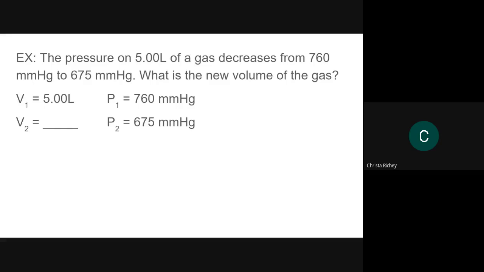I had a lot of people in my 8th period that were coming across that. It's just a matter of plugging it into this formula, making sure that you put them in the right spot. Now, this is how you would rearrange first. Some of my students like to, especially when I teach physics, rearrange first and then plug in. You can do it the other way around. It would be 5 times 760 equals 675 times V2. And then to get V2 by itself, you would divide both sides by P2, which is how I got here.